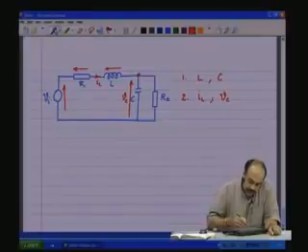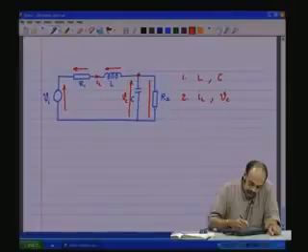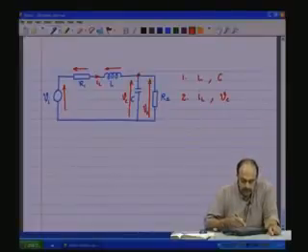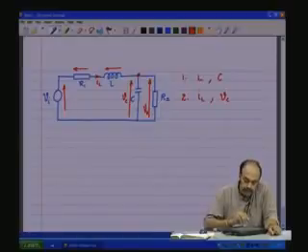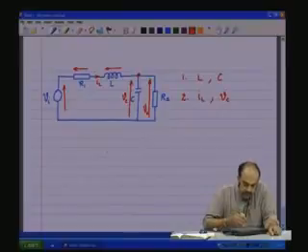So, now it is required to have a look at the output voltage V naught. Note that the V naught can be expressed in terms of the state variables. This is the output, the Y that we use to describe, which is in this case same as Vc.